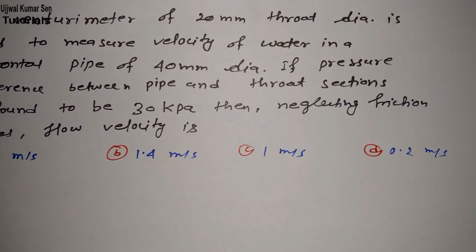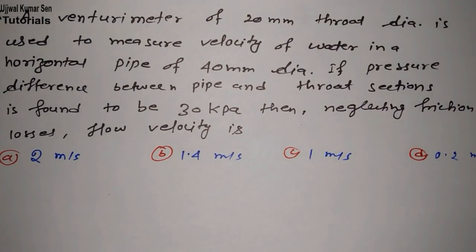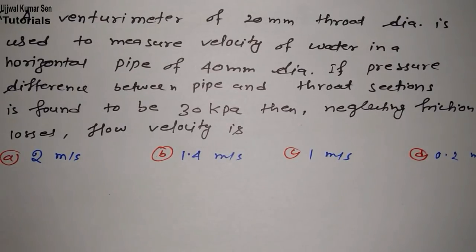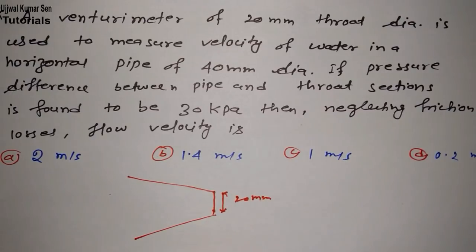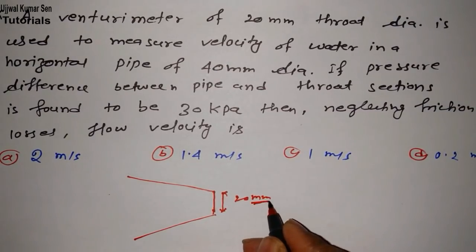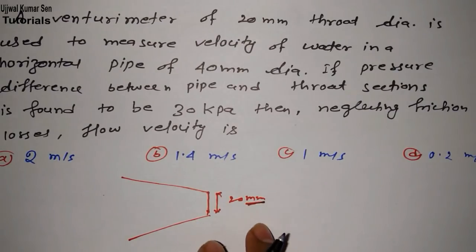So I have a question, and I hope you can read it, which is right now in front of you. According to this question, they have given a venturimeter of 20 mm throat diameter. So as a basic diagram of a venturimeter, let's suppose this is the throat diameter, 20 mm, right? Yes, units play the most important role. So if you're preparing for GATE, don't forget to notice the units.